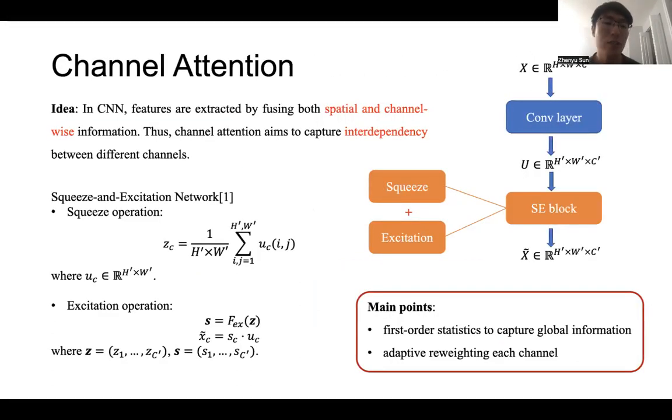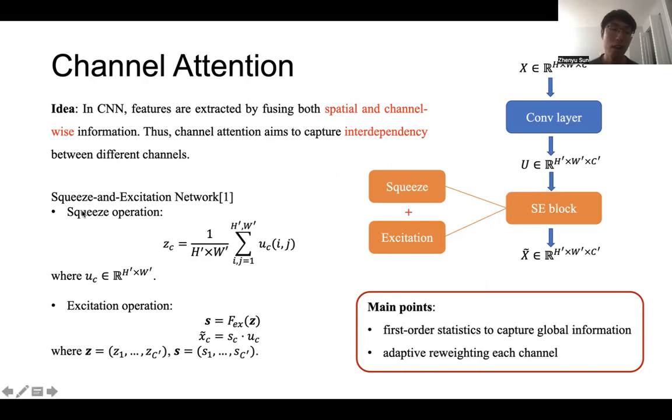Okay, so first I will talk about channel attention. I will note that in this presentation, everything is established on the convolutional neural network. Because of the structure of the convolutional neural network, the features of the image are extracted by fusing both spatial and channel-wise information, right? So in that sense, there might be some latent relationship among different channels, and channel attention just tries to capture this kind of interdependency among different channels.